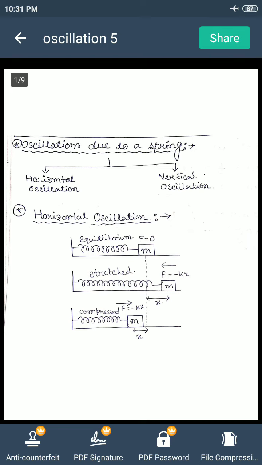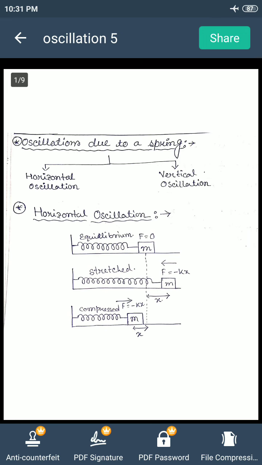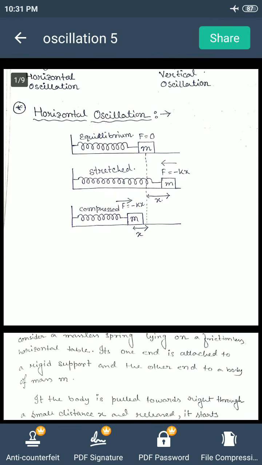Now, in the second and third figures, if the body is pulled towards the right through a small distance x and released, it will start oscillating back and forth about its mean position or equilibrium position under the action of the restoring force of elasticity. We know that the restoring force is opposite to the displacement, so the expression will be F = -kx.